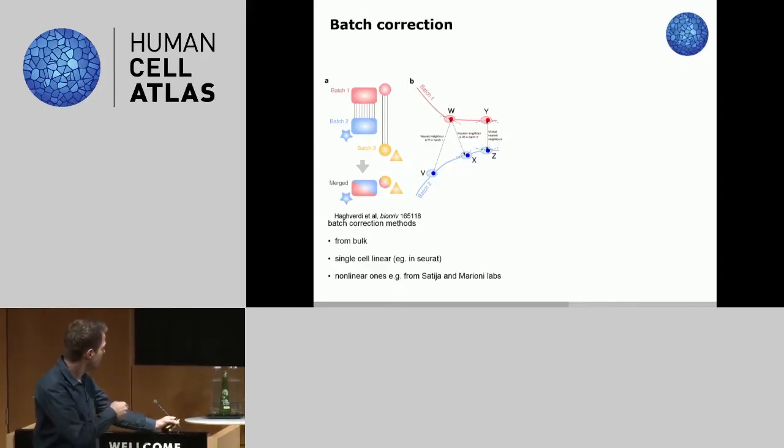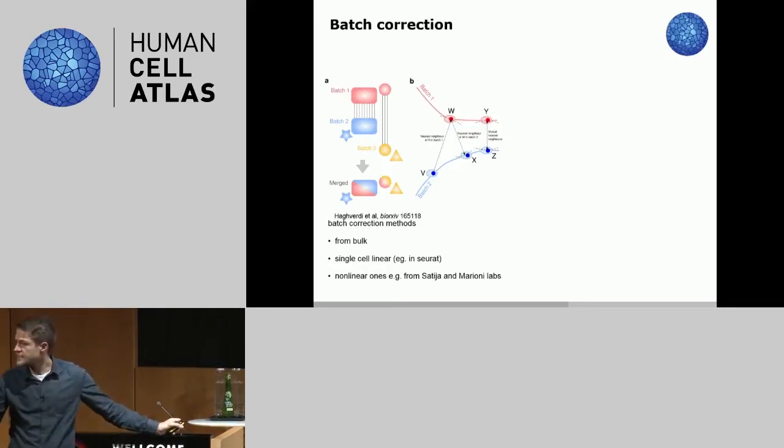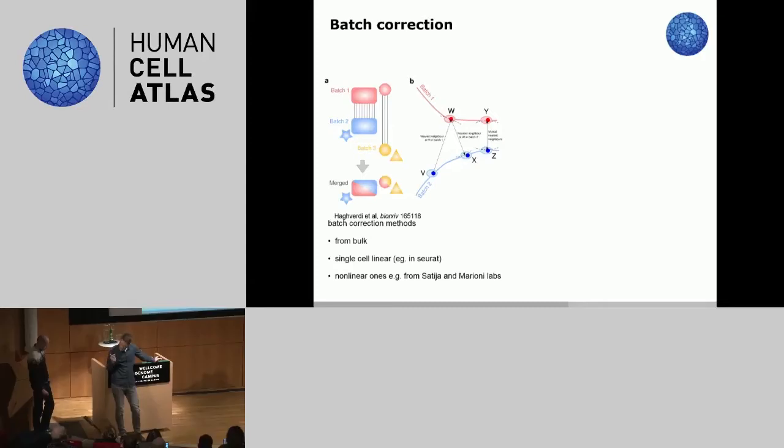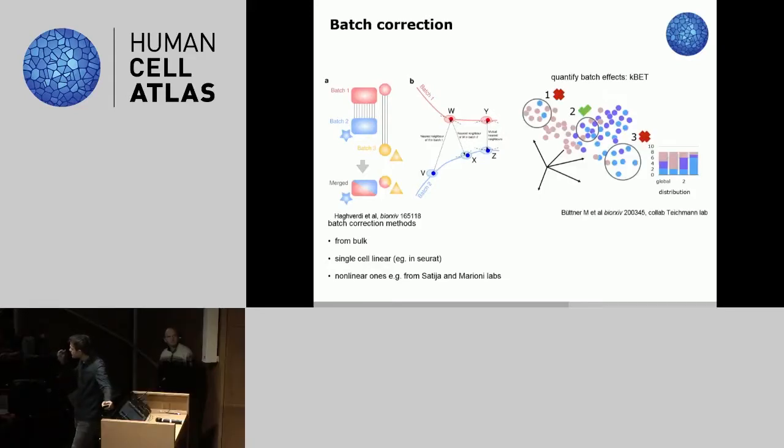And there are, of course, a lot of correction methods around from bulk. There's a very nice idea coming up, taking bulk methods but adjusting them with single cell expression values to really make them usable in the single cell setting. Of course, there are a lot of linear methods, and then nonlinear ones such as this one from the Marioni lab. And I just want to highlight one point.